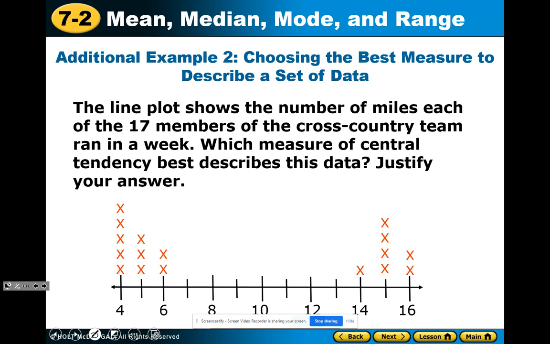Should we use the mean, where we get an average? Should we use the median, where we take the middle numbers? Or should we use the mode, the one that appears the most? He's saying median, all right? Now they're going to ask you to justify your answer. Do you have a reason why you picked the median?